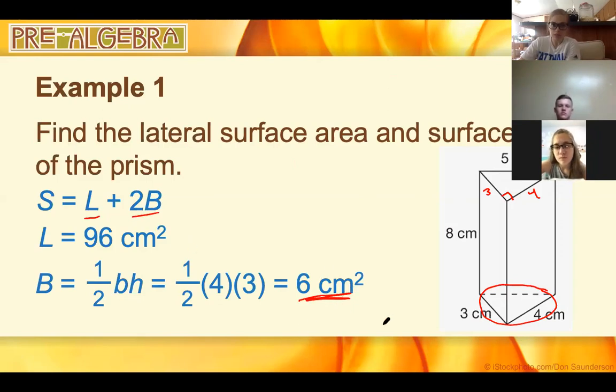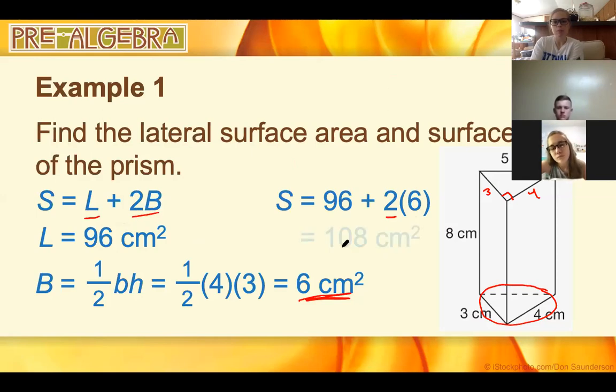Well, how many bases do we have? We have 2. So in my formula, that's why I multiply the area of the base times 2. My surface area is 108 square centimeters.